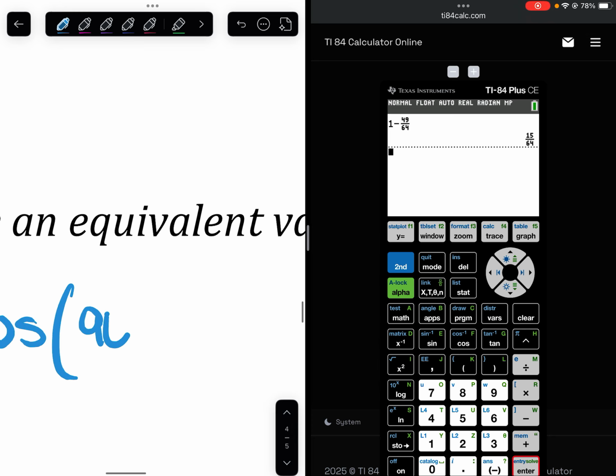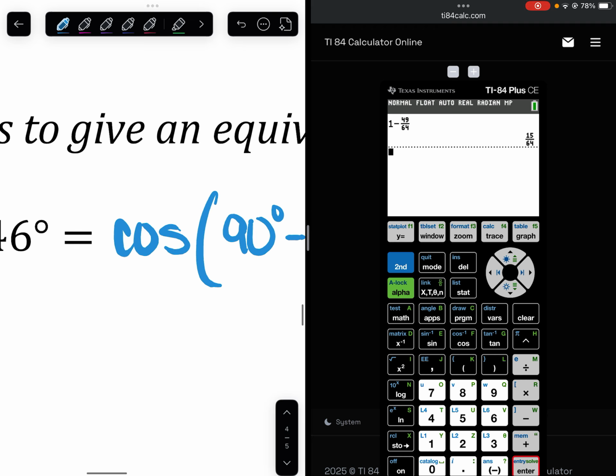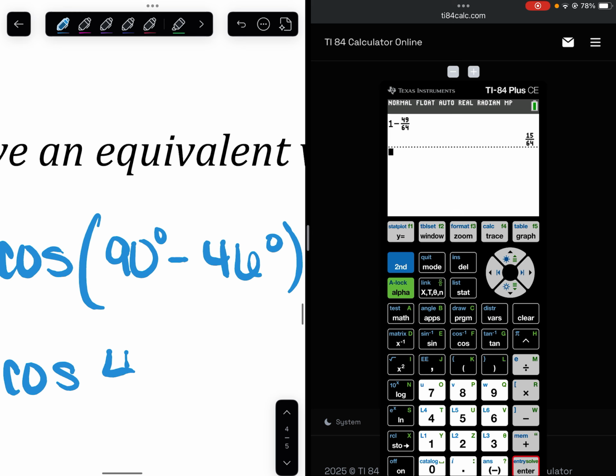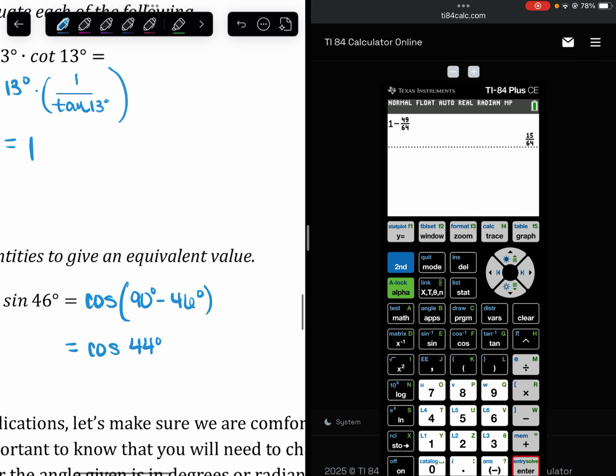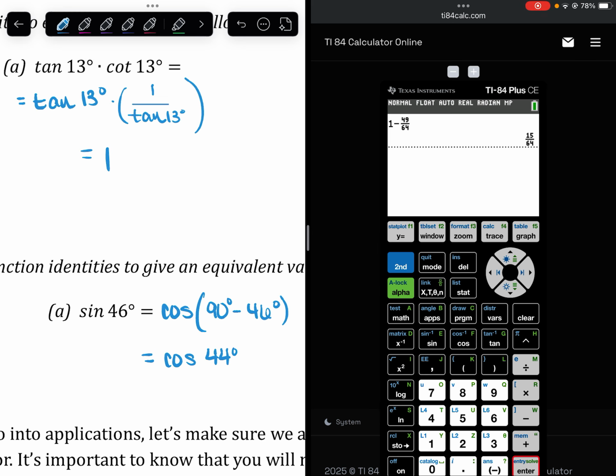90 minus 46, which is 44. So an equivalent expression would be cosine of 44 degrees. If I type both of those in, I get the exact same answer.